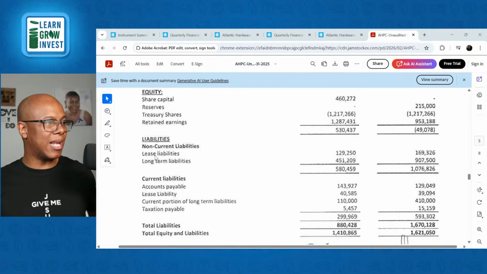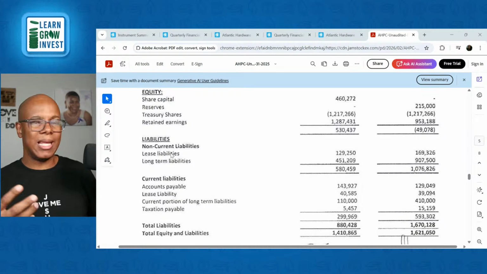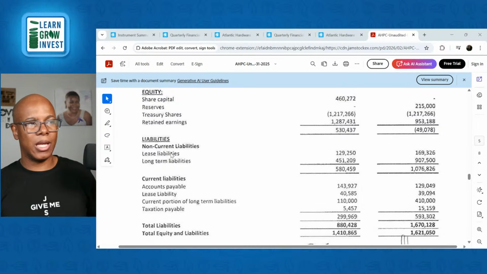We have lease liabilities. It just means a standard lease that you would expect. So some companies may, for example, lease the location that they're doing business from or their office spaces. And so that's sometimes done in the form of a contract where it's X amount and they pay it over a period of time. So it's here at 129 million and it's down from 169.